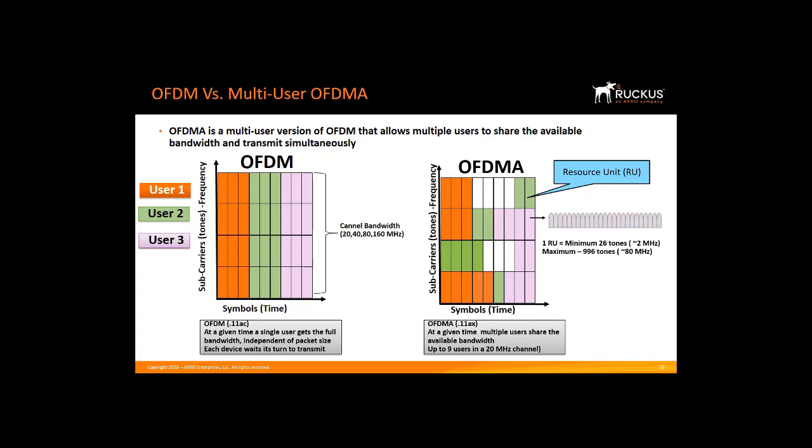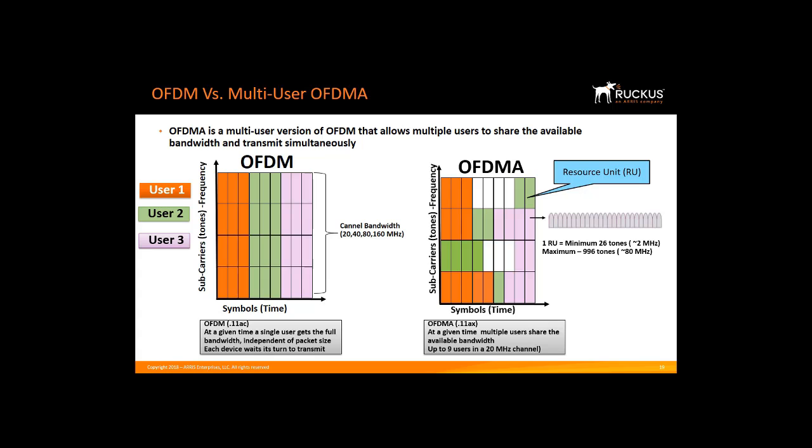OFDMA is most useful when multiple connections transmit limited amounts of data, which allows the protocol to squeeze smaller data packets through multiple sub-channels or resource units. Think of a delivery truck that can only send a package to one house at a time prior to 11ax versus that same truck able to carry multiple packages to multiple houses, which is 11ax.